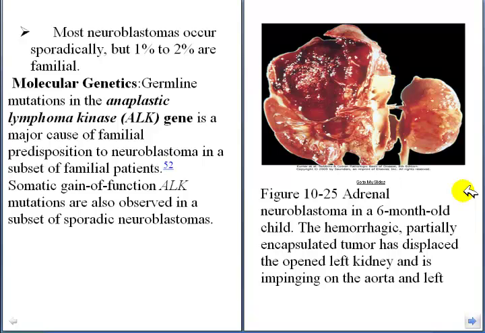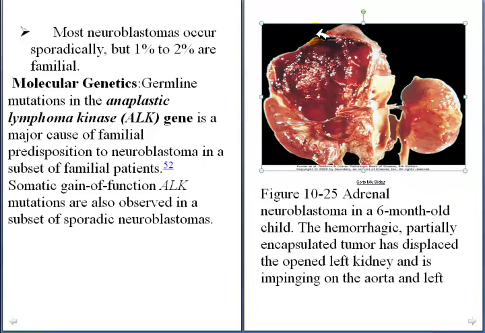Most of the neuroblastomas occur sporadically, but about 1% to 2% are familial. Now, what do you mean by the terms sporadic or familial? Well, if you don't know, I'm not going to tell you. Just pause the video and search on Google what sporadic or familial means.